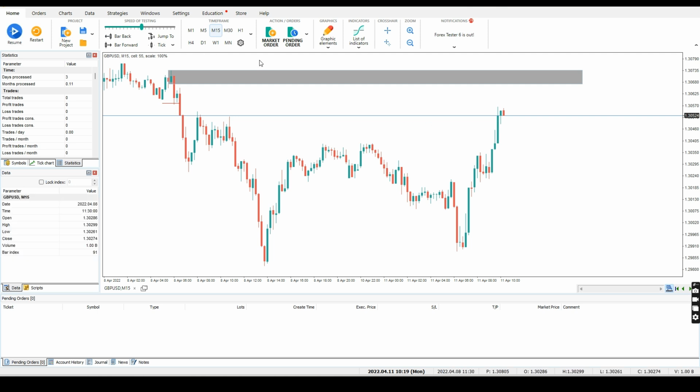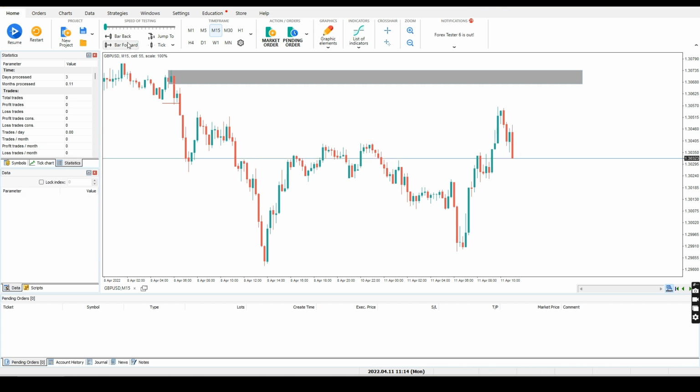Yeah, so we're seeing the market approaching our area right there. What I like to do is reduce the speed as the market is coming to my area, and I can use this right here as a bar forward play, so that I can see how the market is approaching my area. You can see that the market didn't really come to my level, and the market seems to be pulling back now.